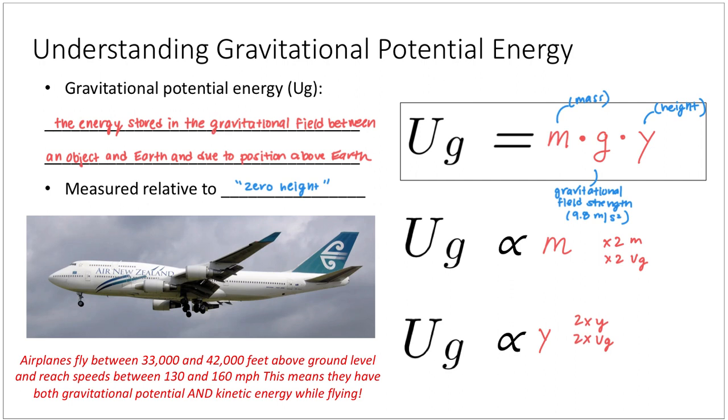The U is a term that means potential energy, and so you'll see this U come up again when we get to elastic or spring potential energy.